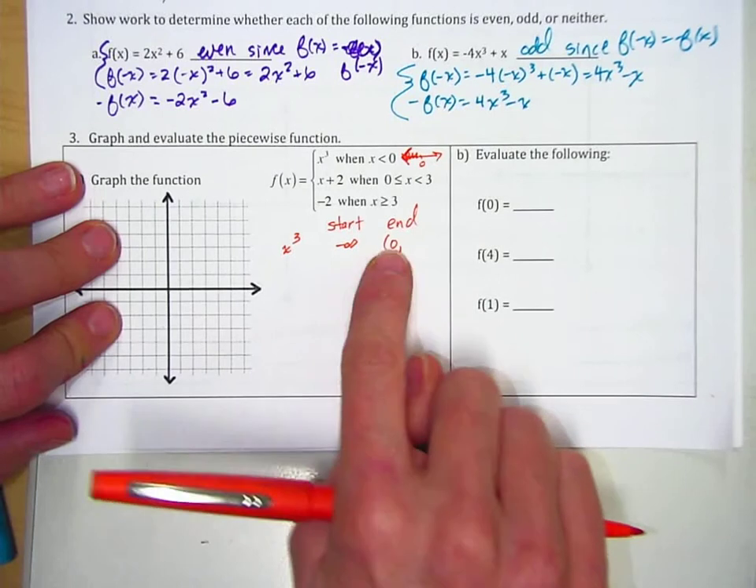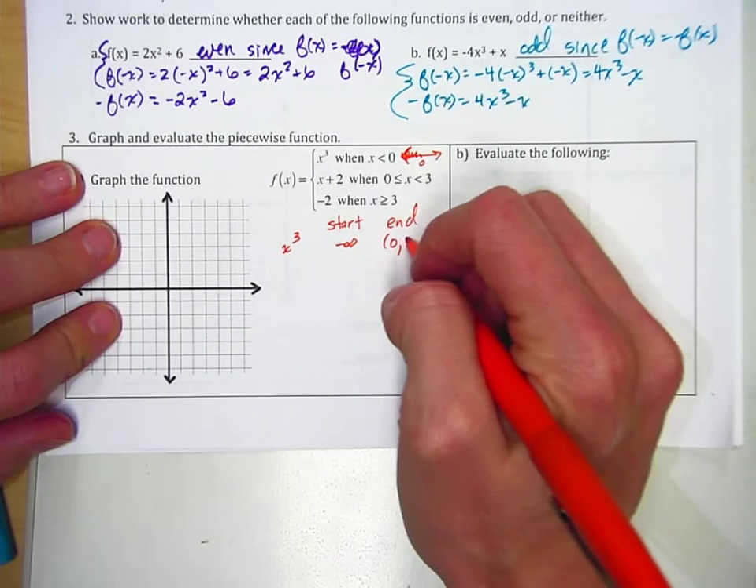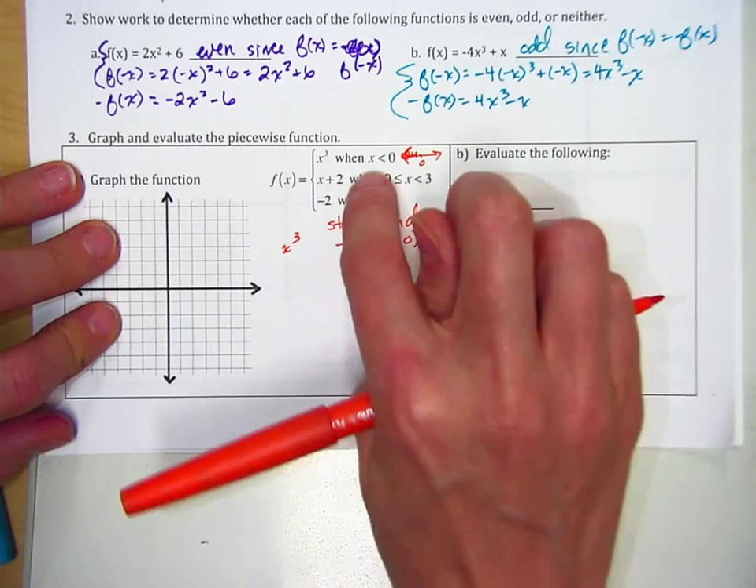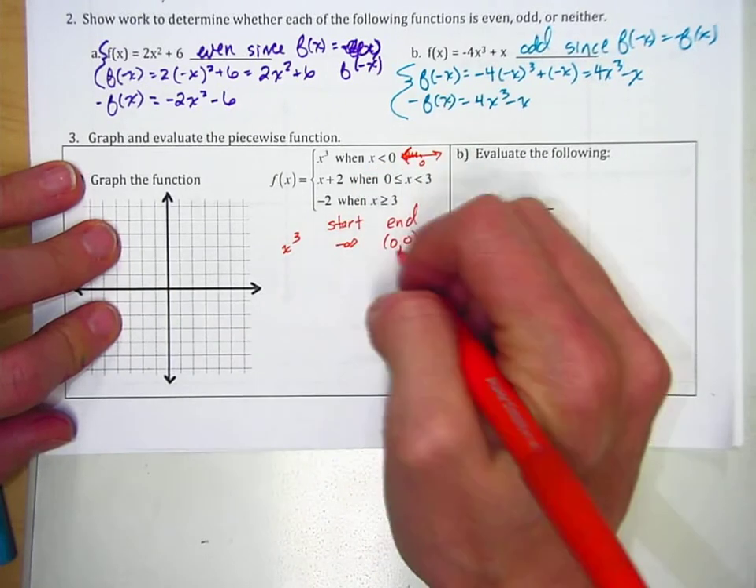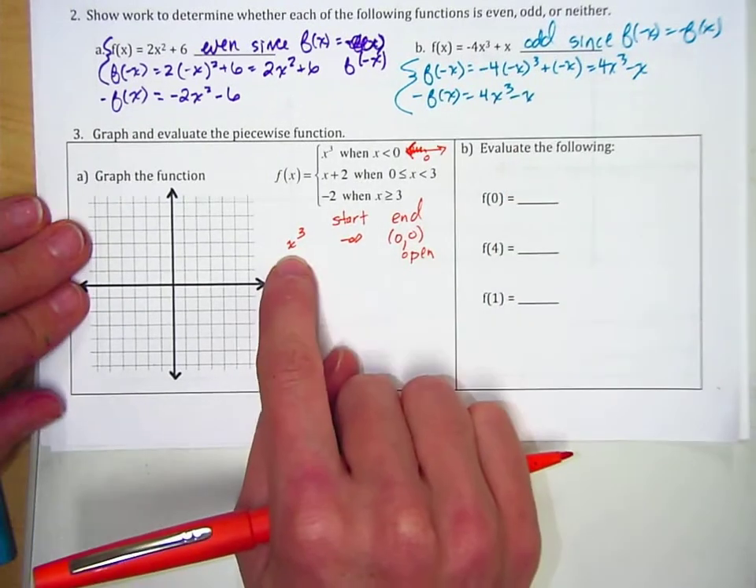And if I want the y value, I just plug in. So 0 cubed is 0. So that's where I'm ending. And then also because it's just less than, this is going to be open here. All right, so what it's going to look like then, it's going to look like an x cubed function.